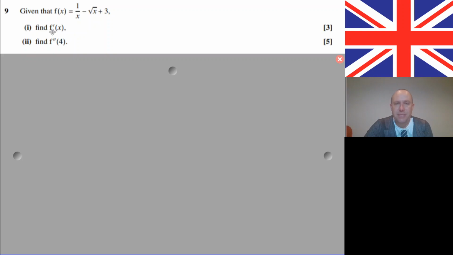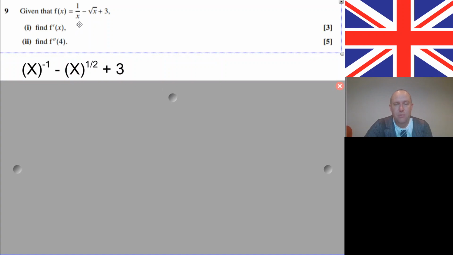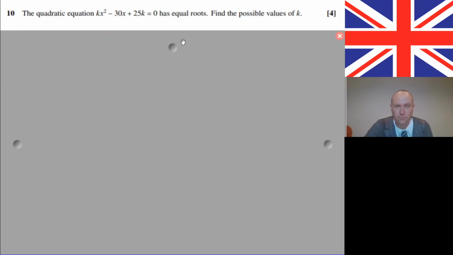Number 9, this is one we practiced the other day. F dash of x just means that first differential, and F double dash of x means differentiate twice, and then plug in the value of 4. So I'm going to leave that one for you, but just remember that first step. You want to rewrite expressions. So 1 over x, you want to write as x to the negative 1. Square root of x is x to the power of 1/2, and then you should be able to continue that. So this is not differentiated right now. This is just rewritten to enable us to differentiate.